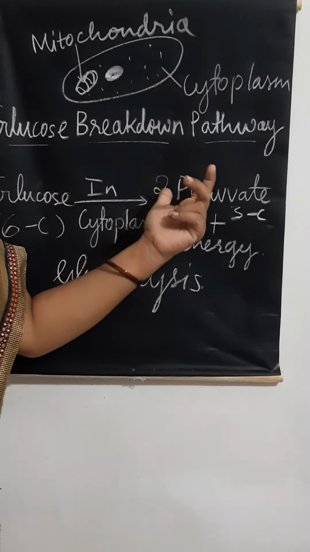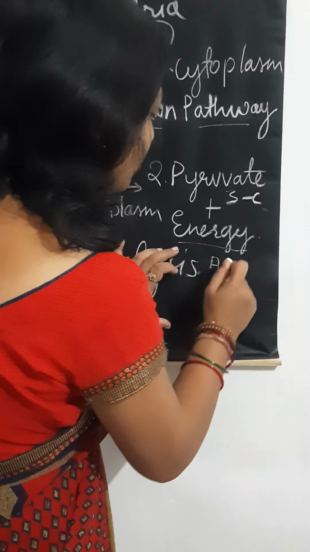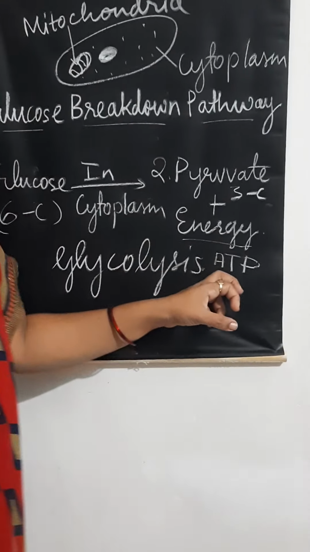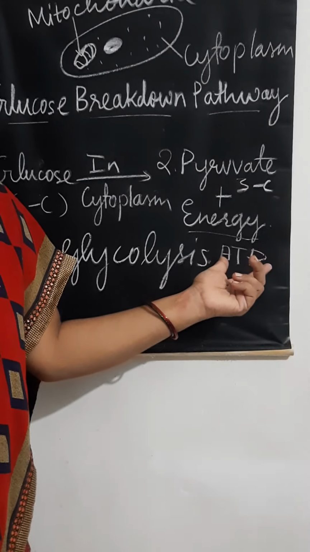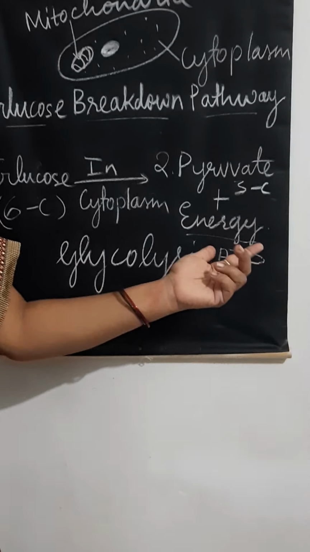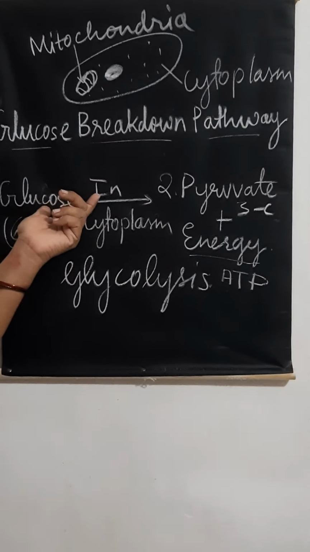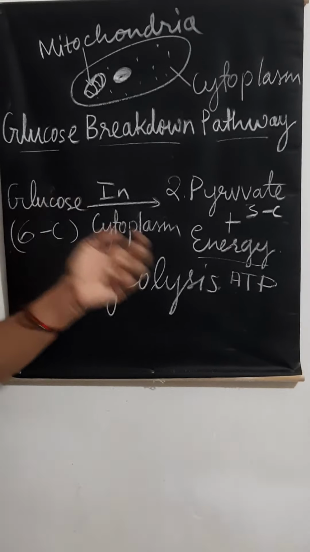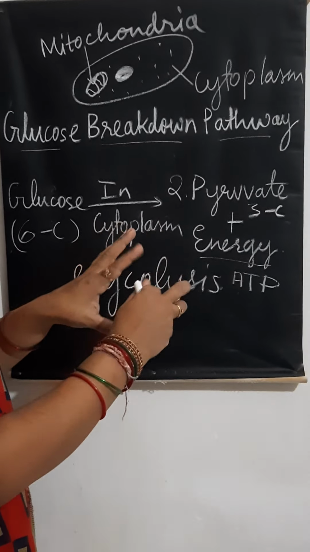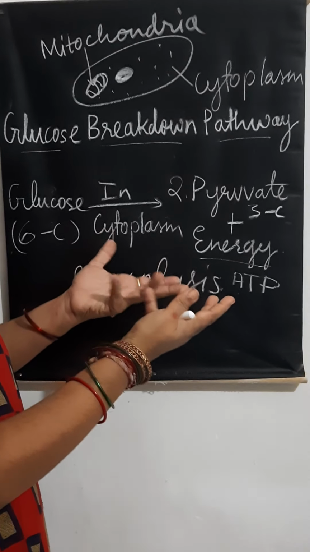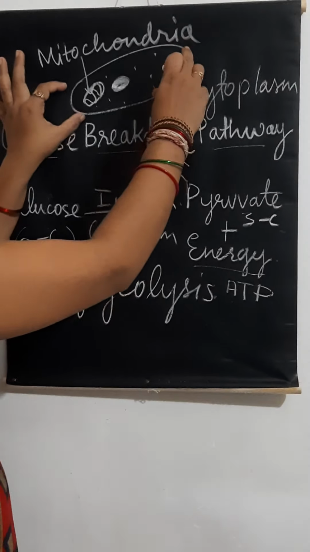When this glucose is broken down, along with that energy is released. In which form? ATP, adenosine triphosphate. You have learned this in 9th standard that ATP is the energy currency of the cell. All activities of the cell are performed by using the energy of this compound ATP, and this we get by breakdown of glucose. For example, now I am explaining, I am speaking, I am moving my fingers, all these activities, who is providing me energy for all these activities? This ATP.